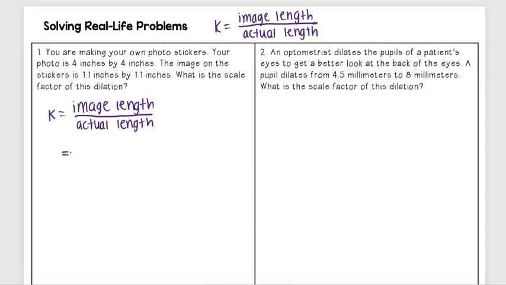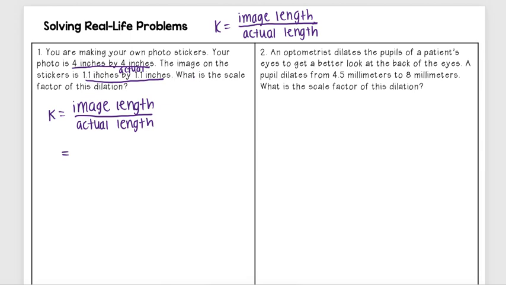Now I need to figure out which one is my image length and which one's my actual length. Normally it will say image, but it's going to be whatever is my new thing that I have after I've completed the dilation, where the actual length is what I start with. In the problem, it says my photo is 4 inches by 4 inches. So that is what I'm starting with, so that is going to be my actual. And it says the image on the stickers is 1.1 inches by 1.1 inches, so that is going to be my new image.